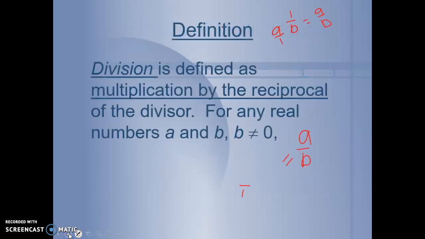A second property of multiplication, or of division: division is just defined as multiplication by the reciprocal. So, for example, 3 divided by 2 is the same thing as 3 times the reciprocal of 2, 1/2. So if you're not sure how to divide 3 by 2, but you know how to do 3 times 1/2, then you can find your answer that way. This is really helpful for fractions.